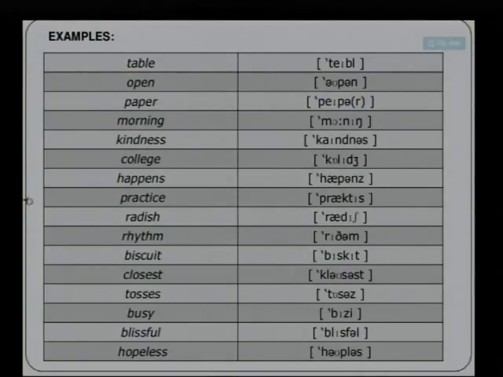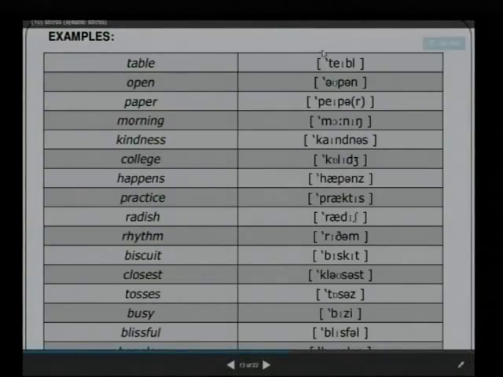Table has 2 syllables, open has 2 syllables, paper again 2 syllables. Let's concentrate on this part. I want you to look at the cursor where I am placing. I am talking about this denoted mark. The moment I see the denoted mark, I am supposed to stress that part of the word. Hence this word paper takes the stress here, and the right pronunciation for this word is paper. Paper, open, table.